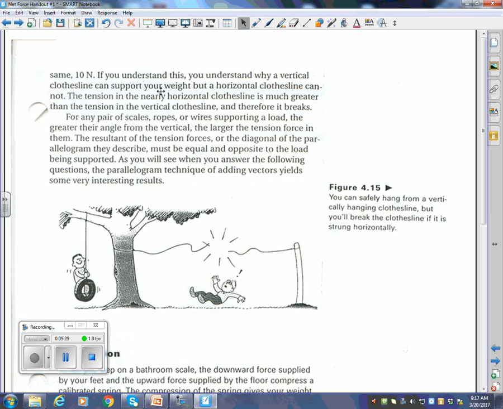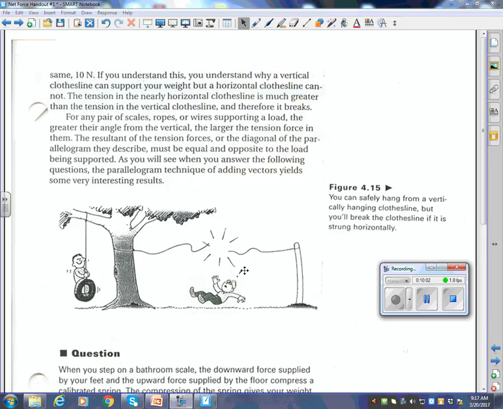If you understand this, you understand why a vertical clothesline can support your weight, but a horizontal clothesline cannot. The tension in the nearly horizontal clothesline is much greater than the tension in the vertical clothesline, and therefore it breaks. For any pair of scales, ropes, or wires supporting a load, the greater their angle from the vertical, the larger the tension force in them. The resultant of the tension forces, or the diagonal of the parallelogram they describe, must be equal and opposite to the load being supported. As you'll see when you answer the following questions, the parallelogram technique of adding vectors yields some very interesting results.